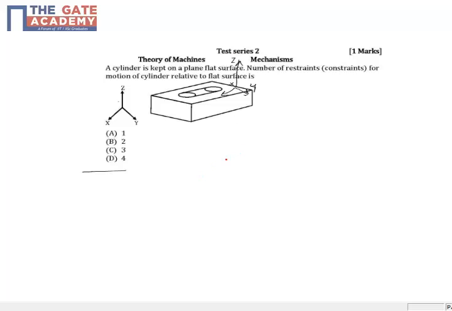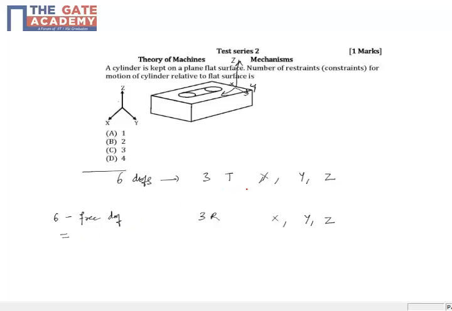So first you have to see there are total 6 degrees of freedom, right? 3 translations along x, y and z, and 3 rotations along x, y and z. So you have to first figure out along which it is moving. So then 6 minus the number of free degrees of freedom, where it can move, will give you the number of constraints.